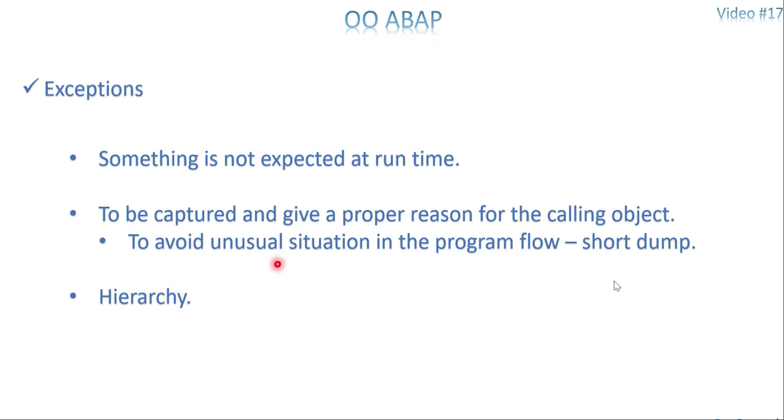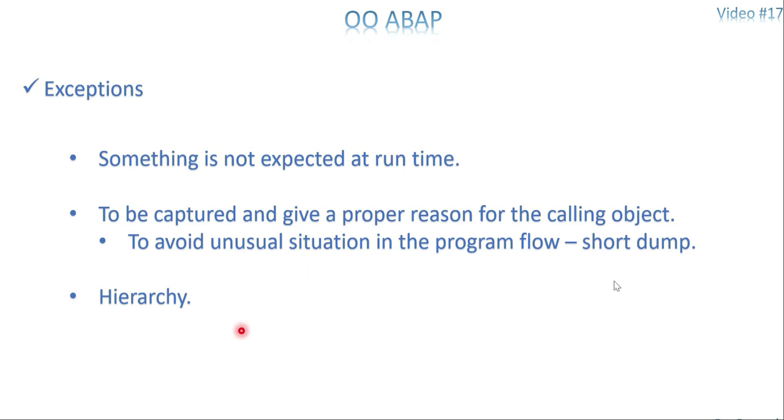Normally, to avoid an unusual situation in the program flow, take a very simple example, divide by zero. If you divide by zero, it goes to a short dump page. As an end user, they are not aware of what is happening in the program. So to avoid that kind of situation, we have to capture the exceptions at least in some places and give a proper message. That means we avoid the unusual situation if we capture it properly.